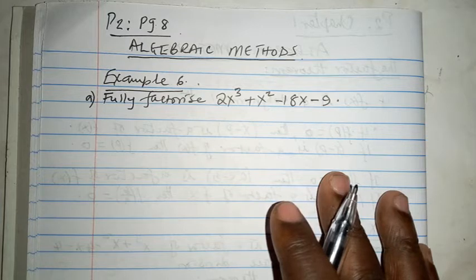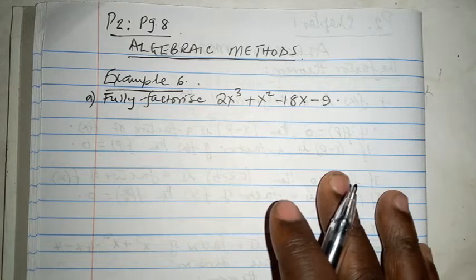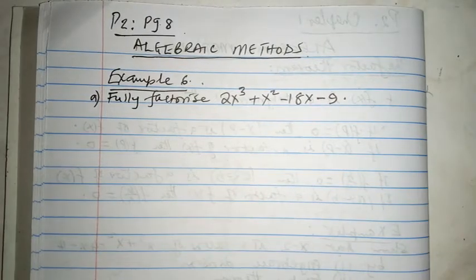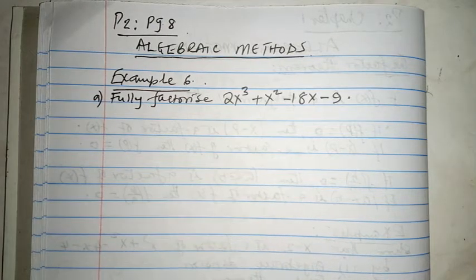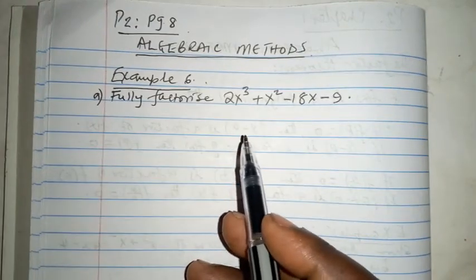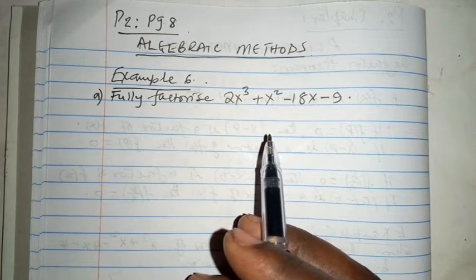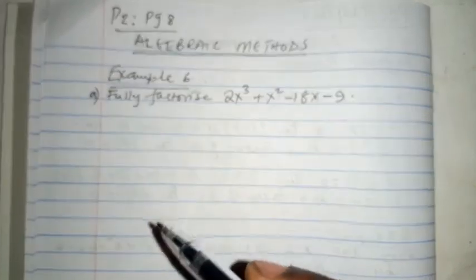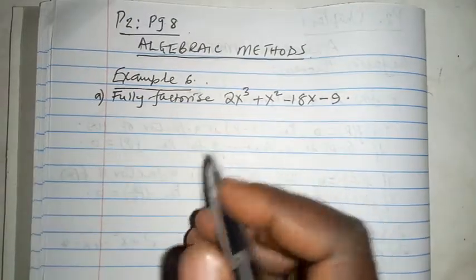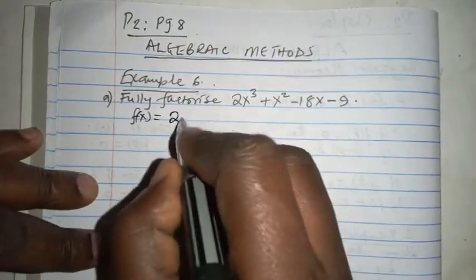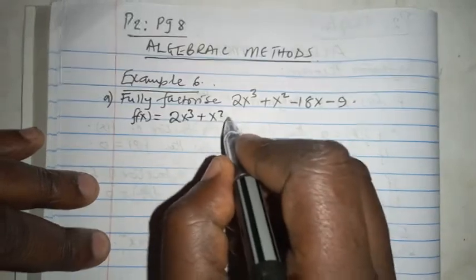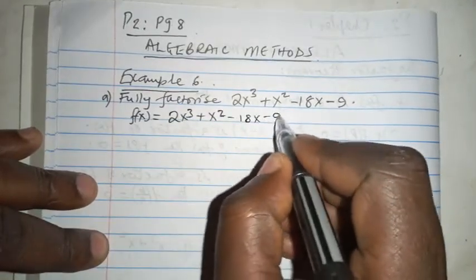Today we continue to look at Pure Mathematics 2 and the topic number 1, algebraic methods. We are in example 6, and I want to explain example 6 and its details and what it entails. On page 8, we are told to fully factorize 2x cubed plus x squared minus 18x minus 9. This is our function, f(x) = 2x cubed plus x squared minus 18x minus 9.